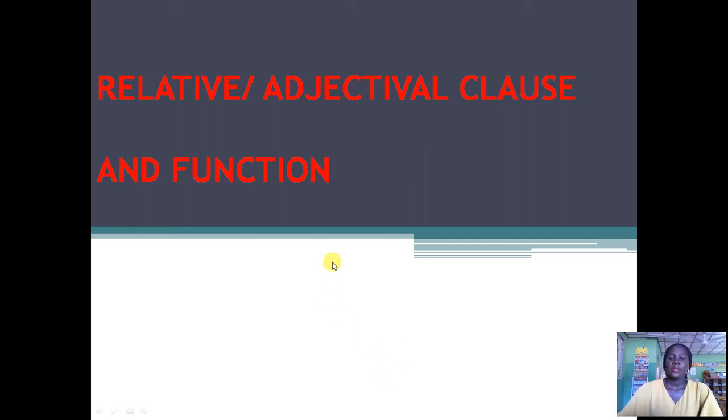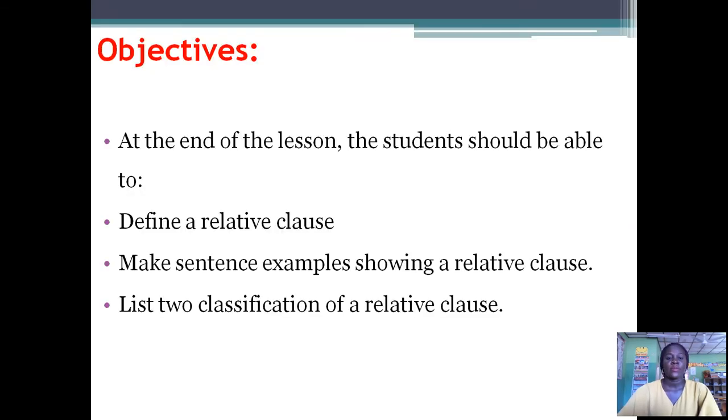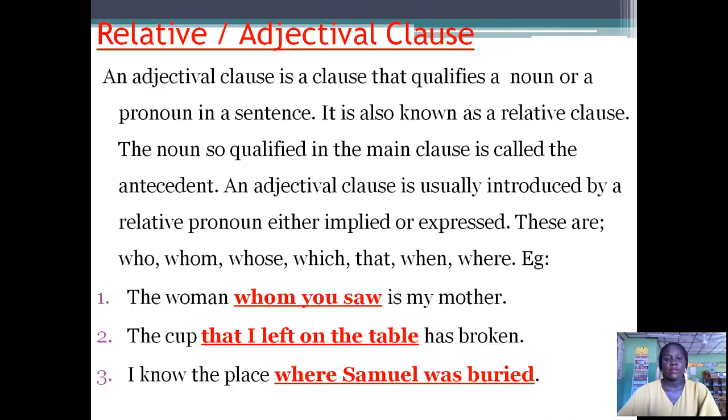Today we'll be looking at the topic relative or adjectival clause and the function. At the end of the lesson, the student should be able to define a relative clause. They should be able to make sentence examples showing a relative clause, and they should be able to list two classifications of a relative clause.